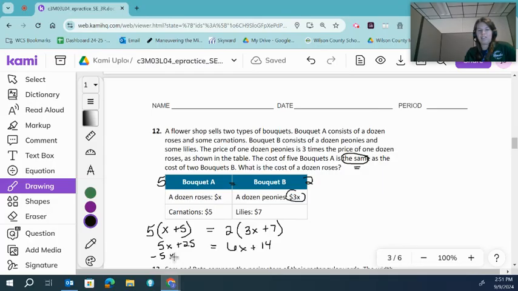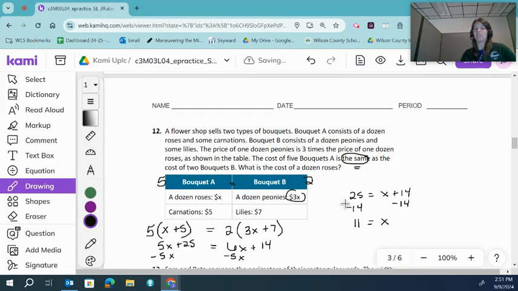Combine my like terms using inverse operations. I'm given 25 equals x plus 14. Subtract 14 from both sides, and I am given 11 equals x, which means a dozen roses costs $11.